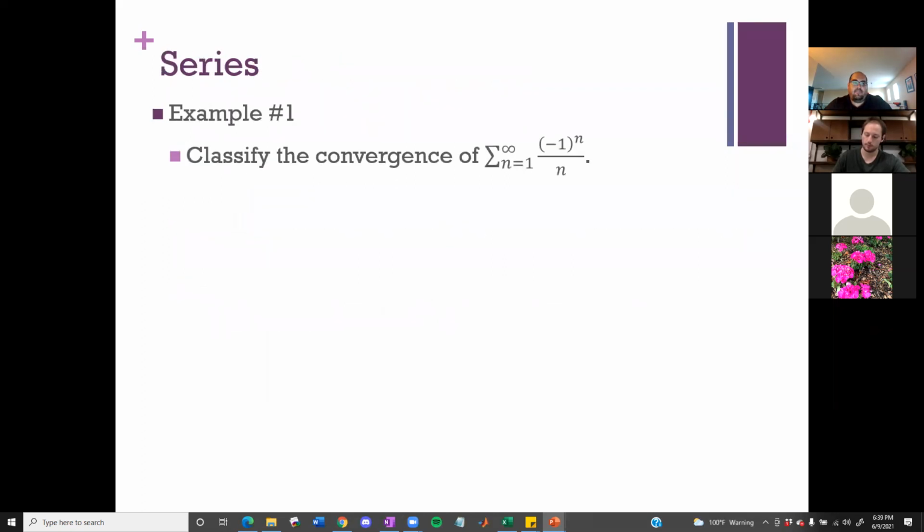All right, so let's look at an example. We've all seen this one before. So really our three options now are this. We either have a sequence or a series that diverges, converges conditionally, or converges absolutely.